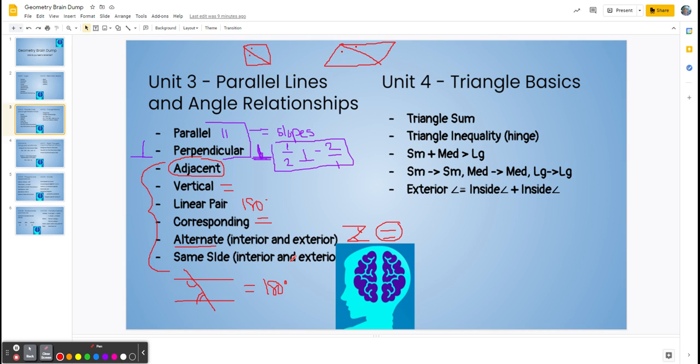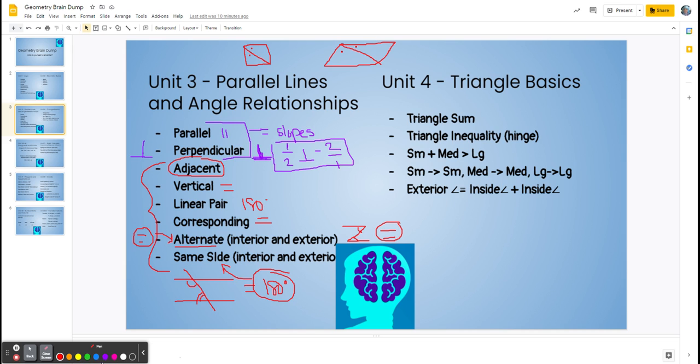Same side interior and same side exterior equal 180. Same side supplementary. Alternate is always equal to each other because that's the Z. So alternate, you can make a Z. Acute equals acute.